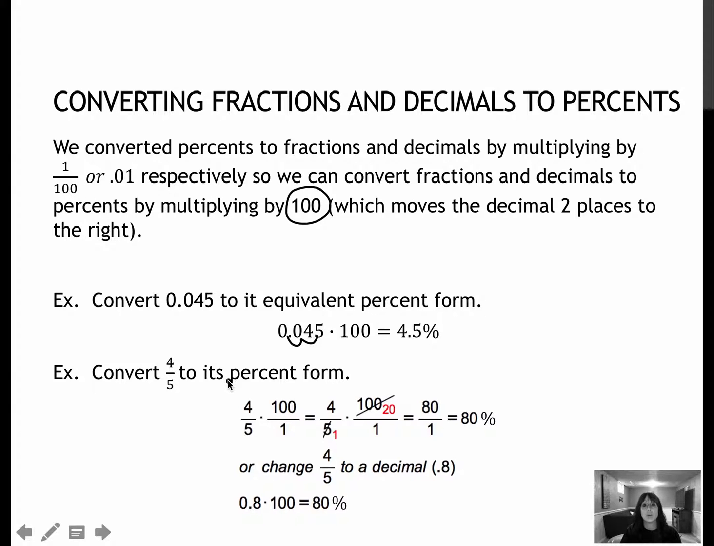Converting 4/5 to its percent form, again, I've got two choices here. One choice is, instead of multiplying by 1 over 100, which is what we did before when we put that percent over 100, I can take 4/5 times 100 over 1. When I do that, often things will reduce. So 5 reduces with 100 to make 1 and 20. 4 times 20 is 80 over 1, which gives me 80%. 4/5 could also be changed to a decimal, which is 0.8. And of course, we would do that by long division. And then the 0.8 would be multiplied by 100, or move the decimal 2 to the right, which of course gives me 80%.